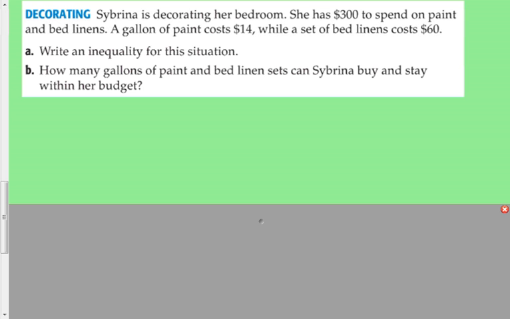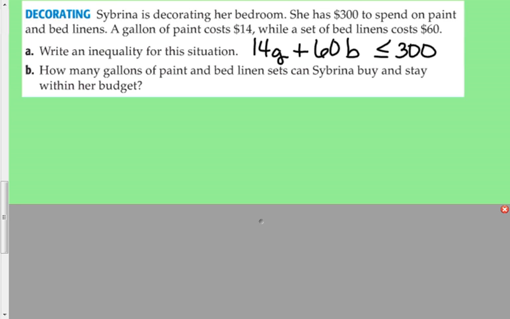Sabrina is decorating her bedroom. She has $300 to spend on paint and bed linens. She has $300 to spend. That's her max amount. So she has to spend less than or equal to $300. A gallon of paint costs $14. So that's $14 per gallon. And a set of bed linens costs $60. So that's $60 for bed linens using B. There's your inequality. You just wrote it.